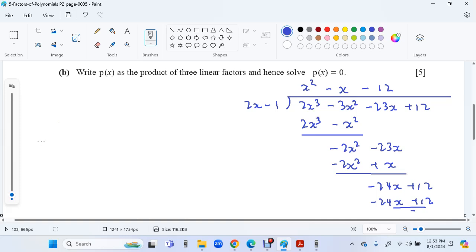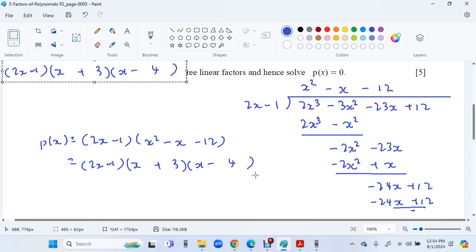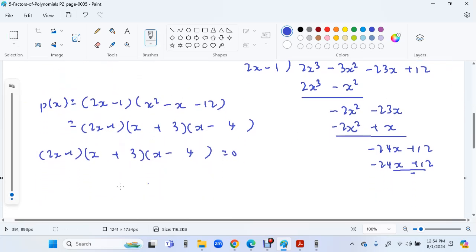Okay, so P(x) is equal to 2x minus 1, x squared minus x minus 12. Then we have 2x minus 1, and then we have this one, x minus 4, x plus 3. Okay, so we want to solve P(x) equal to 0. So we have this one equal to 0. So we have x equal to half, x equal to negative 3, and x equal to 4.